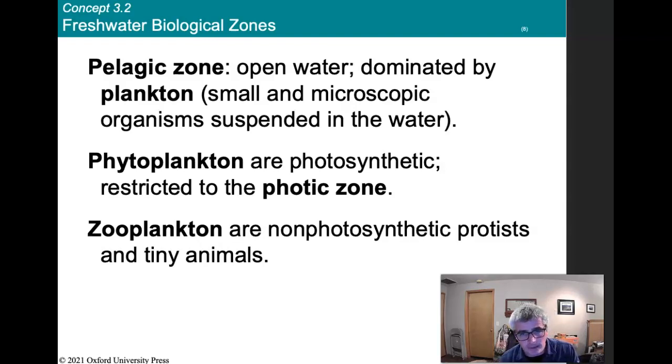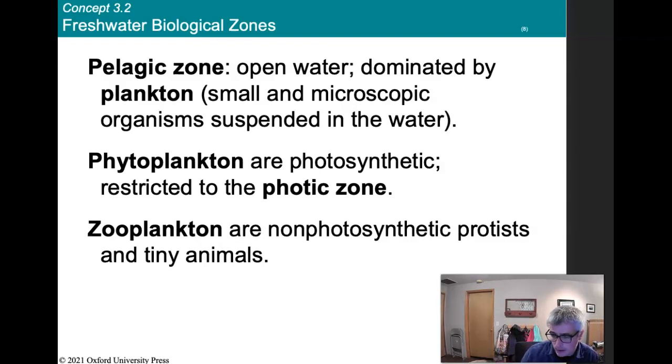And then zooplankton are like zoo. They're not zoo-plankton, they're zooplankton. But like zoology, etc., animal plankton. Zooplankton are non-photosynthetic protists and tiny animals. Some protists, a fair amount of crustaceans, but they are typically making their living consuming phytoplankton or other zooplankton. And they can move up and down.